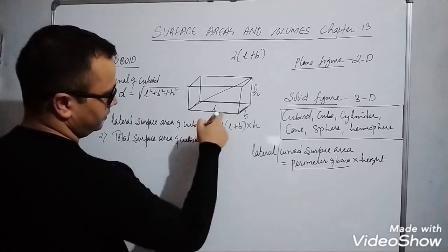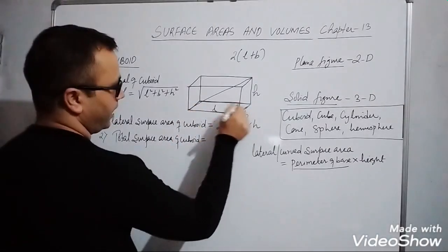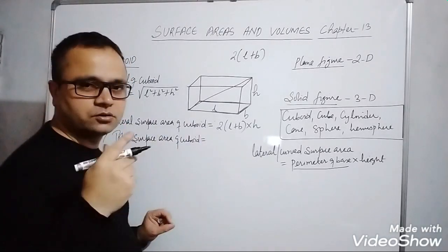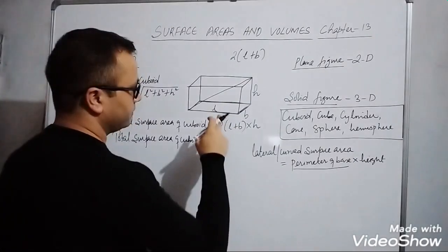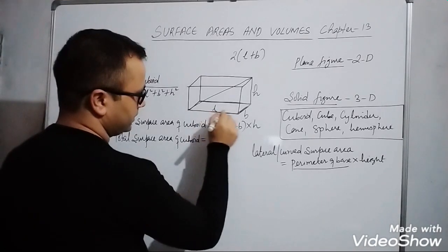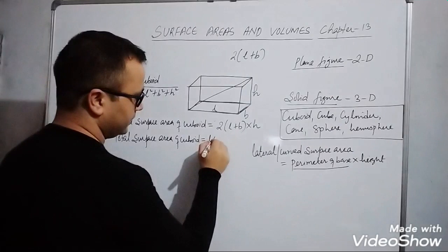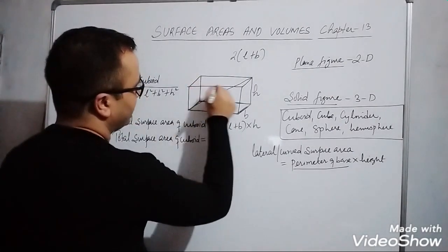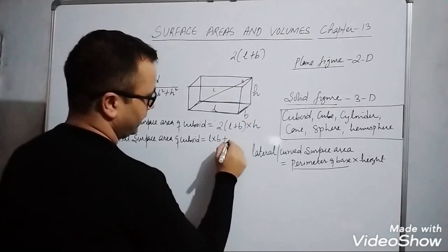Here this face and the upper face are equal, means it has two rectangular faces in top and bottom. So here it is L into B, the area of a rectangle is L into B. L into B is here. Again plus, this is L into B. This is also L into B.